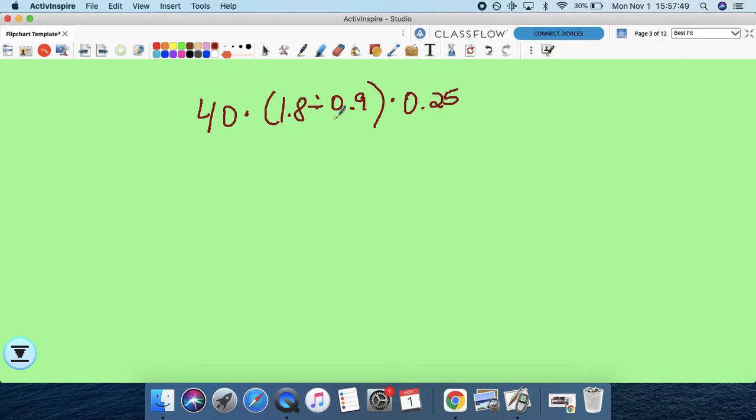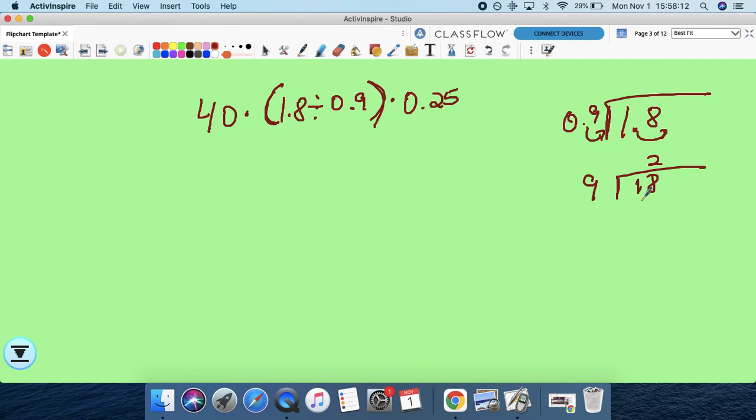So we have multiplication, we have division, and we have multiplication. So the first thing we're going to do is the parentheses here. So 1.8 divided by 0.9. Move the decimal 1 over, becomes a 9. Move the decimal 1 over, becomes 18. 18 divided by 9. Well, can 9 go into 1? No. Can 9 go into 18? Yes. 2 times. So now it becomes 40 times 2 times 0.25.